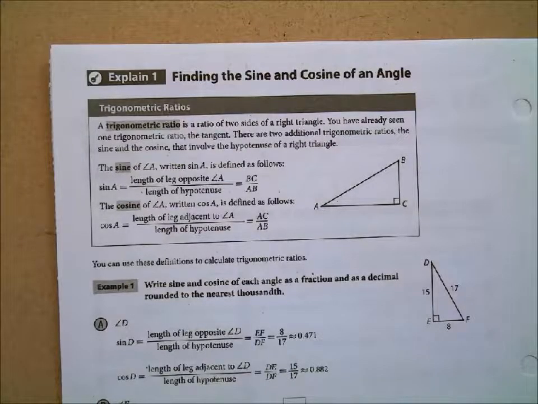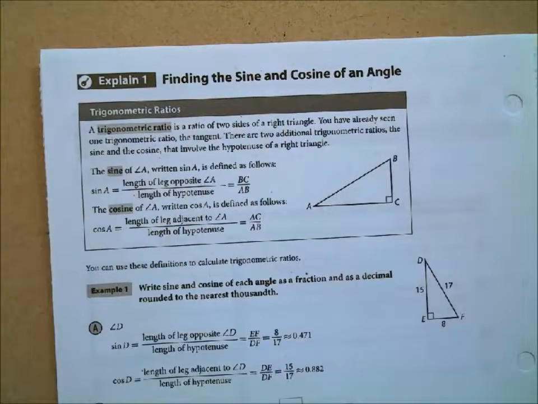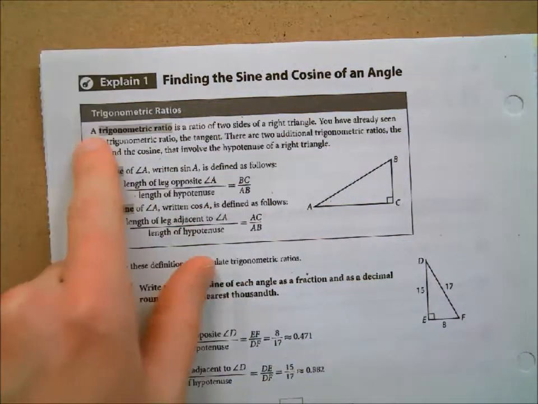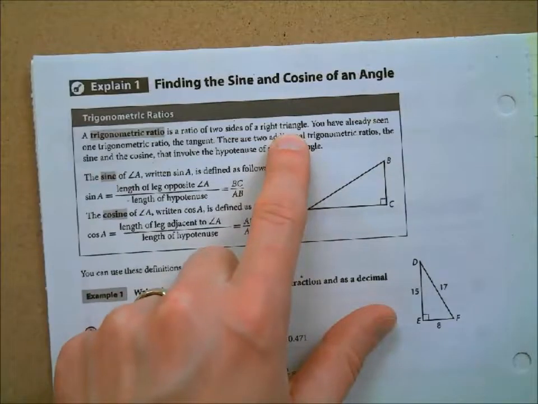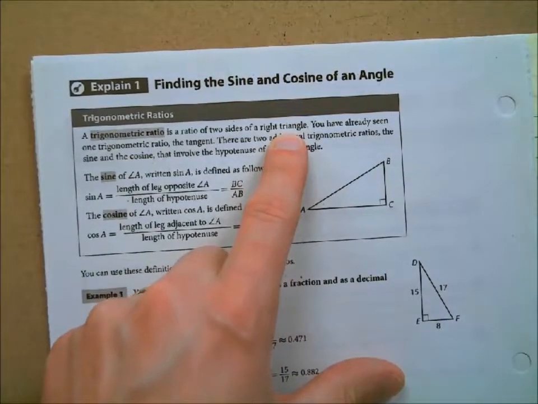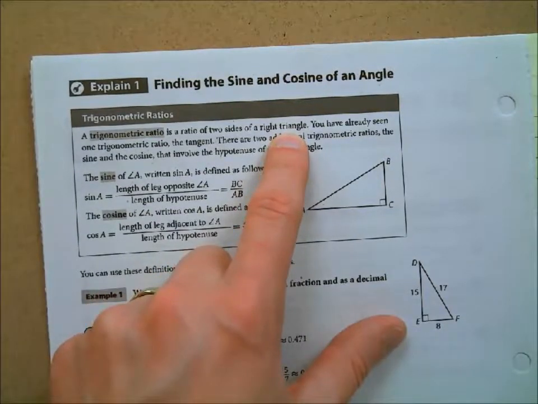We're going to add two more trigonometry ratios to our arsenal, and those are sine and cosine. A trigonometric ratio is a ratio of two sides of a right triangle. We've already seen one of those trigonometric ratios, tangent, relating the opposite leg and the adjacent leg.